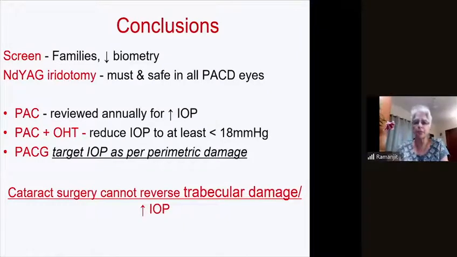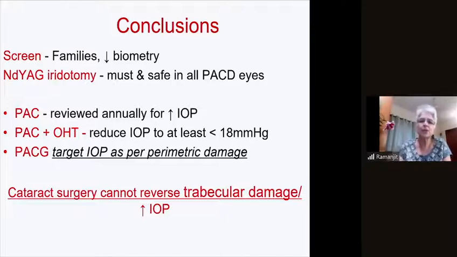So to conclude, please screen families. Even if one patient has primary angle closure disease, check the others out. When we do biometry for cataracts, please use that also to screen for angle closure glaucoma. An Nd:YAG iridotomy is a must and safe in all primary angle closure disease eyes, even primary angle closure glaucoma, as I have explained to you. Review primary angle closure without a raised IOP once a year. Those with ocular hypertension, reduce the IOP and follow them up every 6 months.